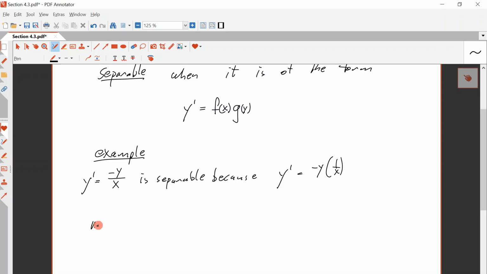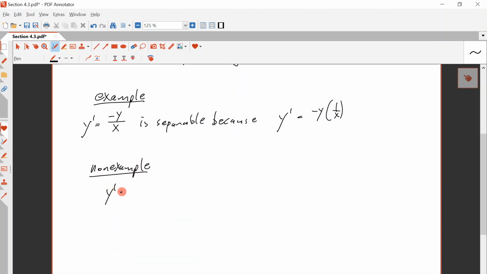A non-example: y prime equals y minus x is not separable. So that was one of the other differential equations that we looked at in section 7.1, or in 7.2, where we looked at the direction field for this one and for that one. So we've been using those differential equations for a little while now.